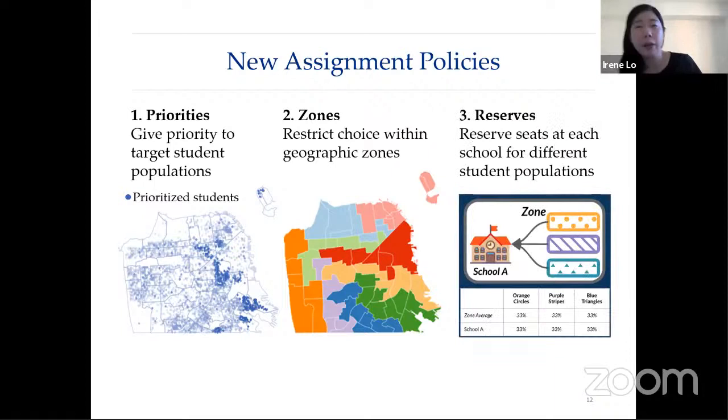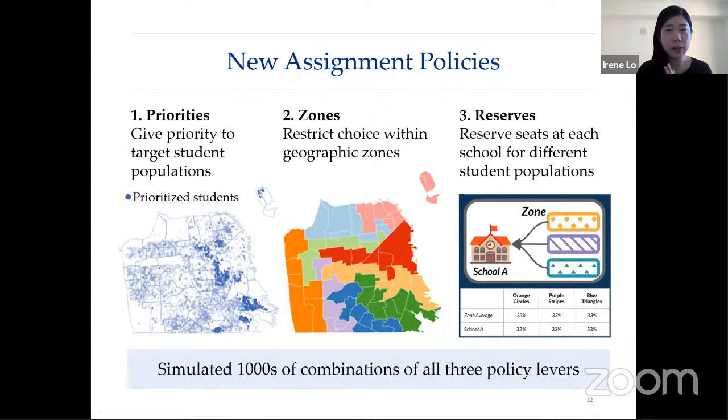And finally, we also considered something called reserves. The idea of reserves is we're going to reserve seats at each school for different student populations. So here, maybe say in the zone, a third of them are yellow dots, a third of them are purple stripes, and a third of them are blue triangles. Then we'll reserve 1/3 of the seats at the school for each of those groups of students.